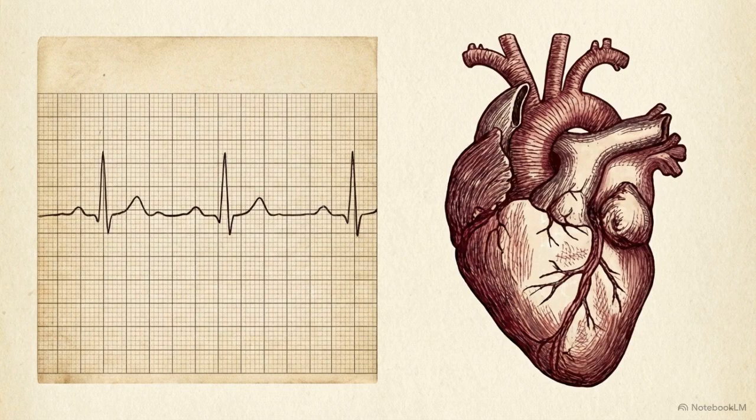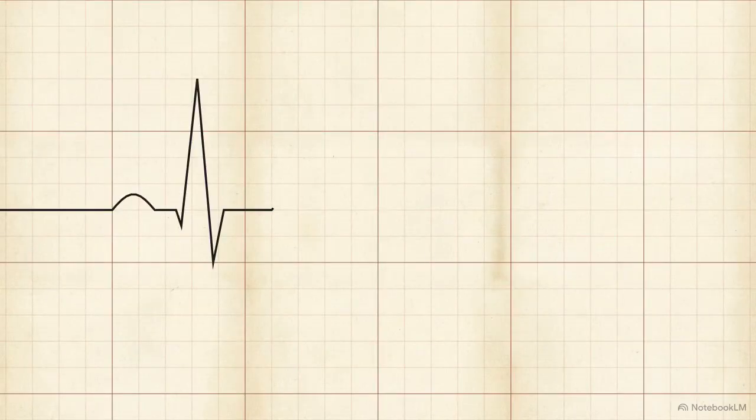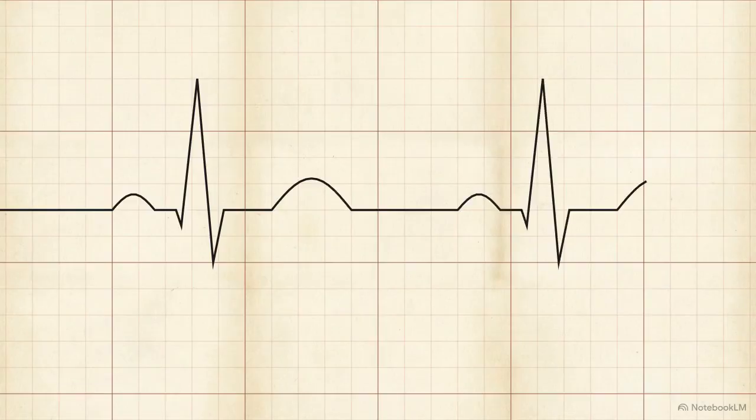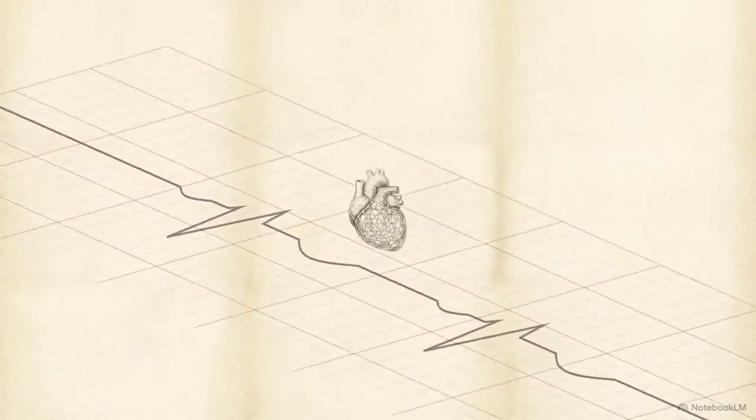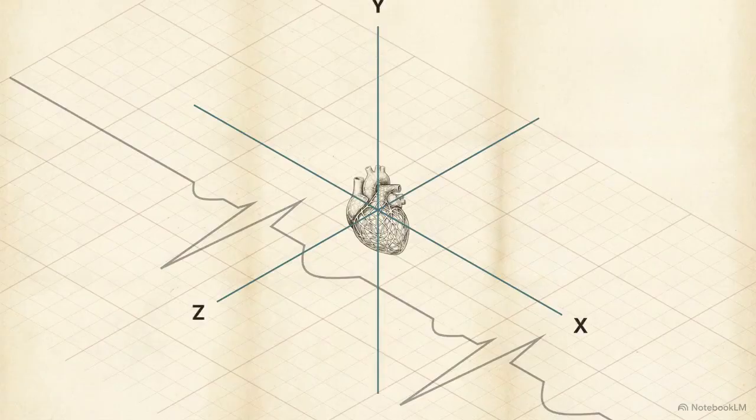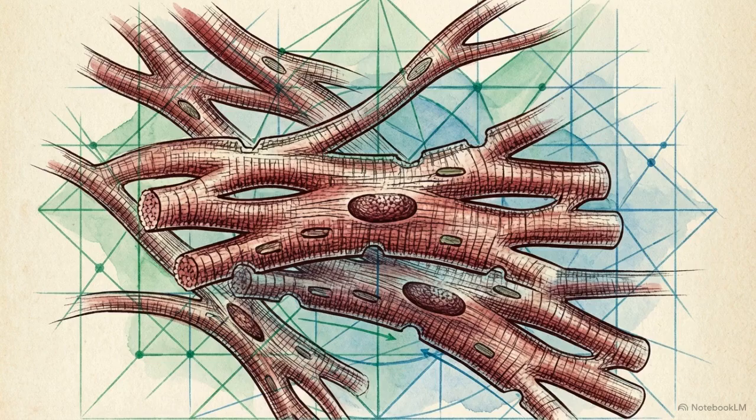The challenge for the clinician is bridging the gap between this flat piece of paper and a living three-dimensional organ. Reading an ECG effectively requires moving past rote memorization of wave shapes. You have to reconstruct the three-dimensional geometry of the heart using the rules of vector physics. To accurately interpret these lines, we must synthesize microscopic cellular biology with spatial geometry.